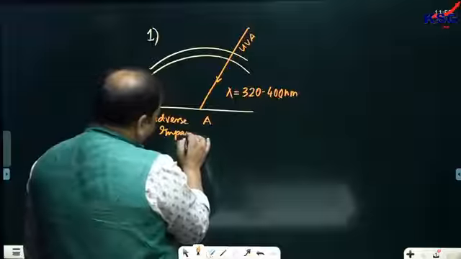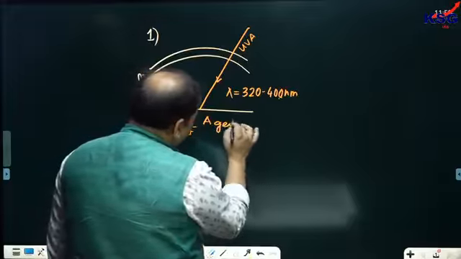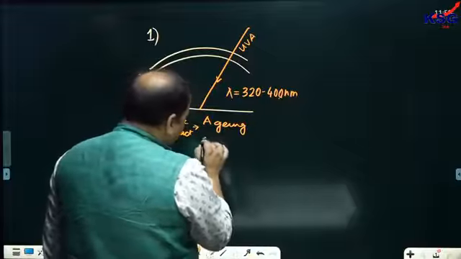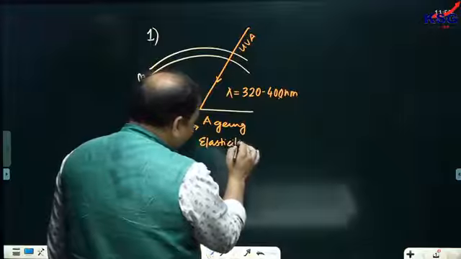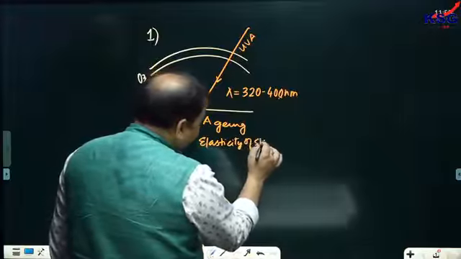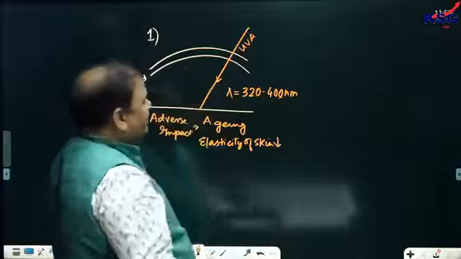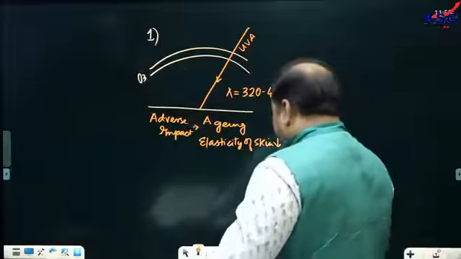This radiation is responsible for aging in humans. And why does aging take place? Because the elasticity of the skin gets reduced.